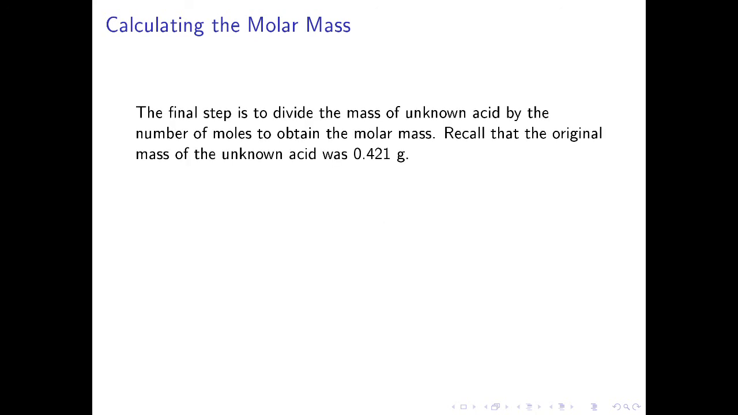The last step is to divide the mass of the unknown acid by the number of moles to obtain the molar mass. Recall from earlier that the original mass of the unknown acid was 0.421 grams. The molar mass of the acid is equal to the mass of the acid titrated divided by the number of moles of acid titrated. This becomes 0.421 grams divided by 2.23 times 10 to the negative 3 moles, for a molar mass of 181 grams per mole.